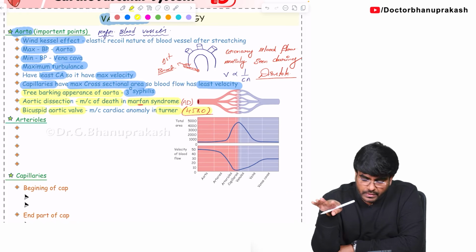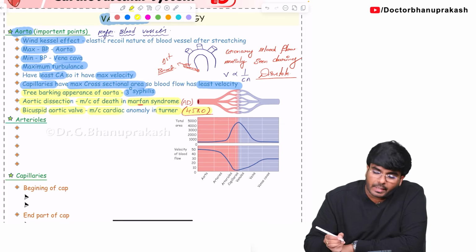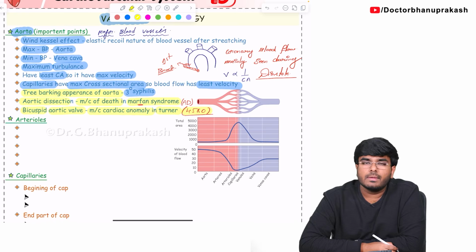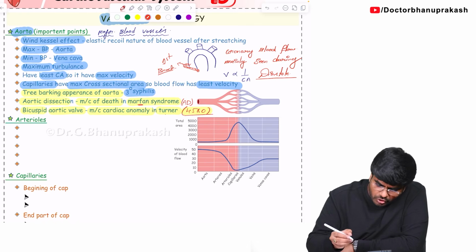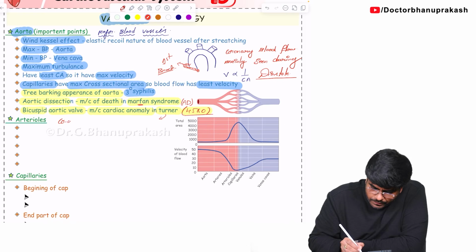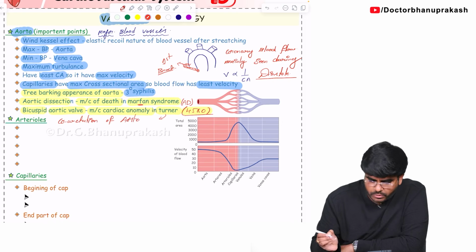Okay, but for now, what is the most common? The most common cardiac anomaly in a patient with Turner syndrome is bicuspid aortic valve. But one more is also there. She will also have one more aorta related problem. Do you know what that is? That is coarctation of aorta. In a Turner female, coarctation of aorta can also be seen.